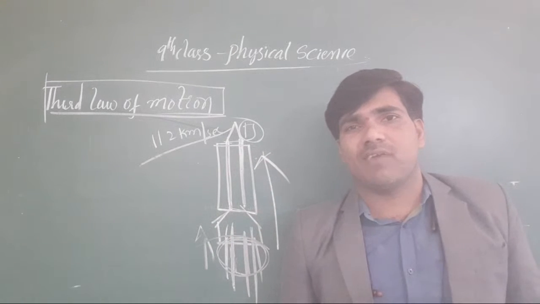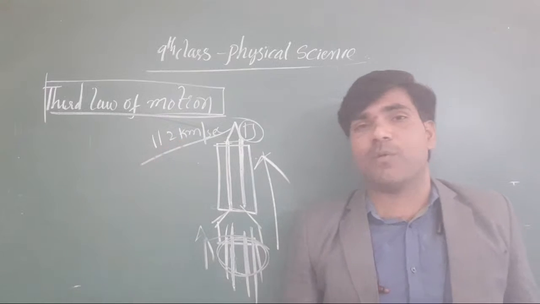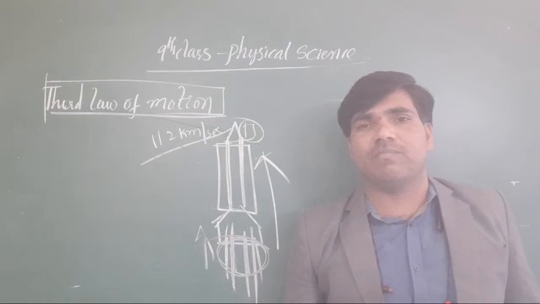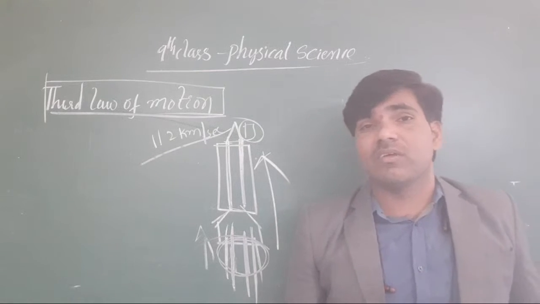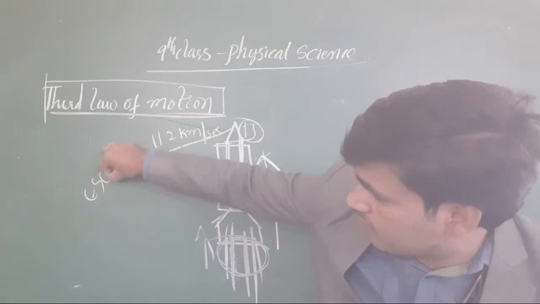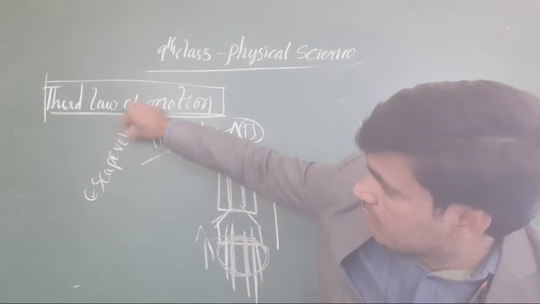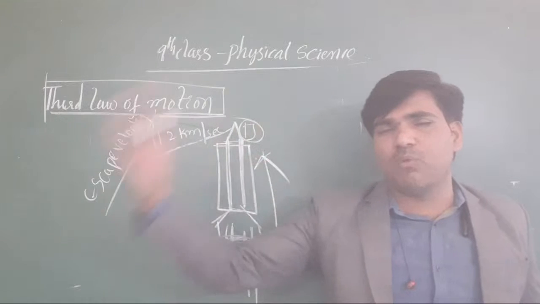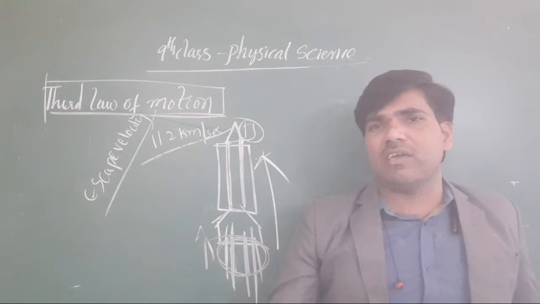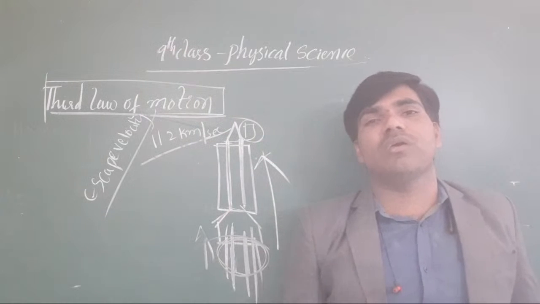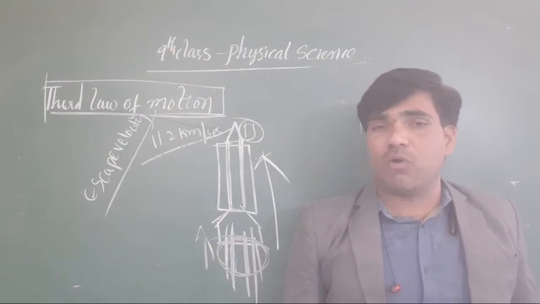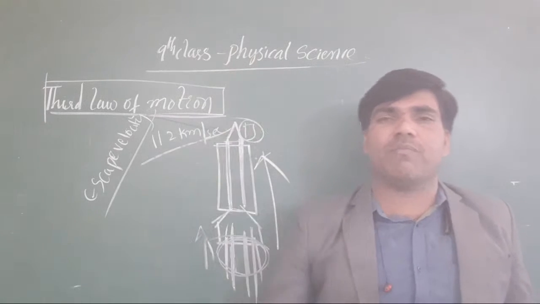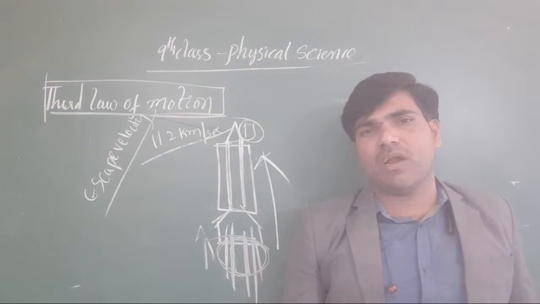Why do we call it a success when it achieves 11.2 kilometers per second? Because it is called escape velocity. Clear or not, all the students? What is this escape velocity? When one body is moving with escape velocity, it does not come back to our earth. When one body achieves 11.2 kilometers per second, it will go away from the earth's attraction. Clear or not, all the students?